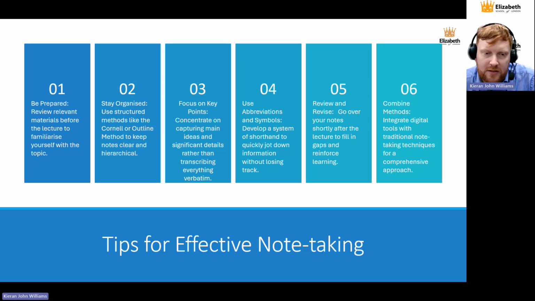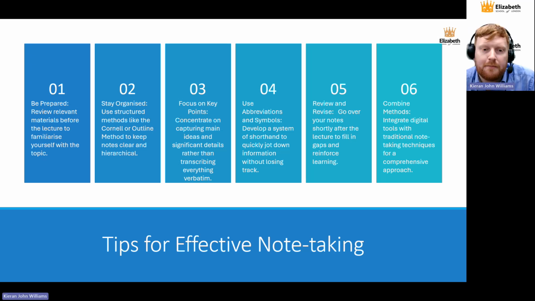Tip number 3 is to focus on the key information. You will never be able to write down every single idea that is mentioned, so make sure that you are only concentrating on the main ideas and the significant details. Your fourth tip is to use abbreviations and symbols. Okay, so you may want to develop your own little system of symbols and things like that, which can show information without you having to write long words.